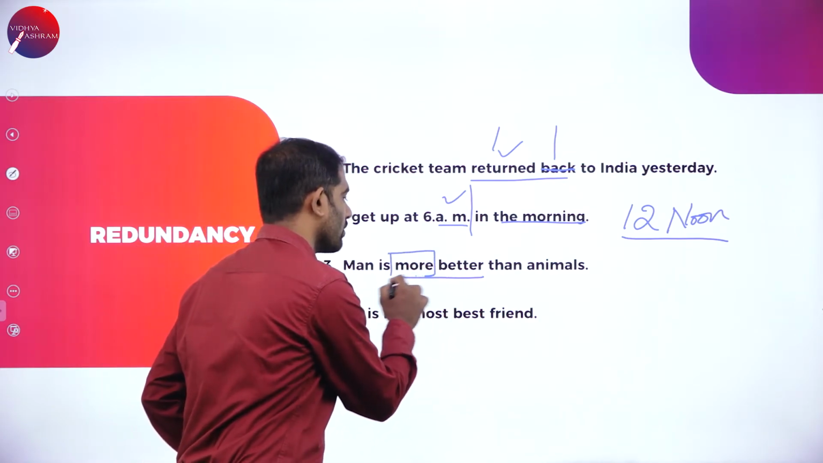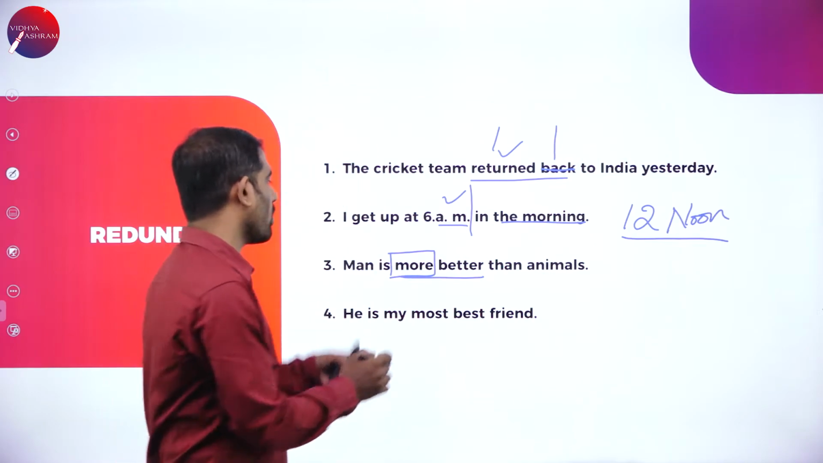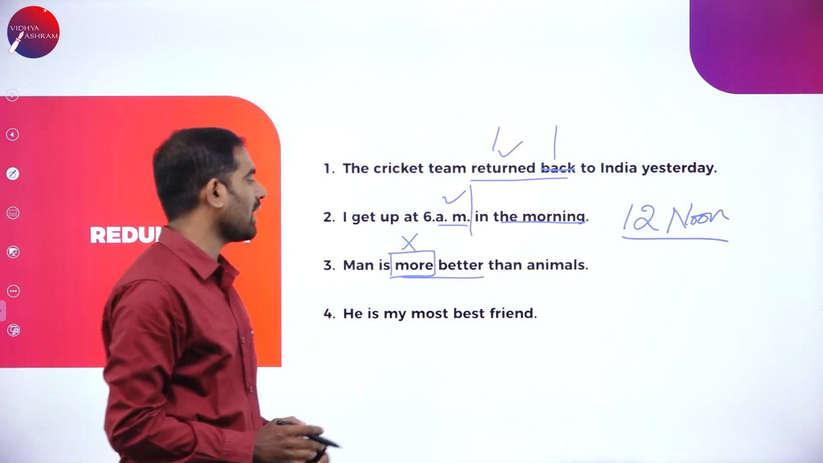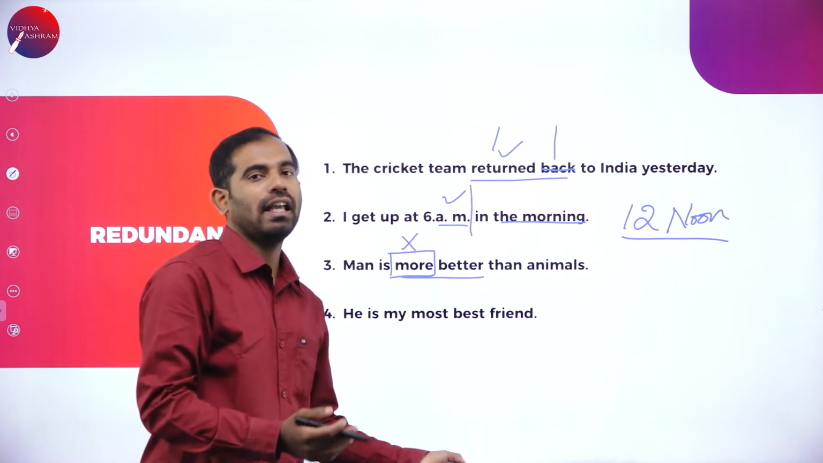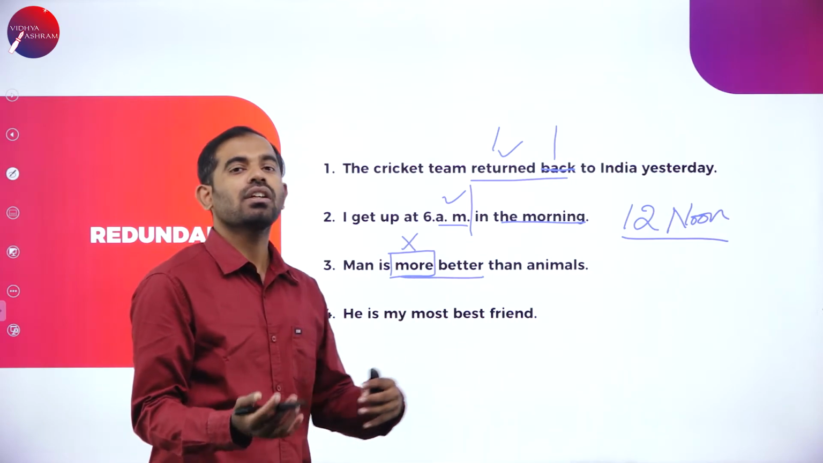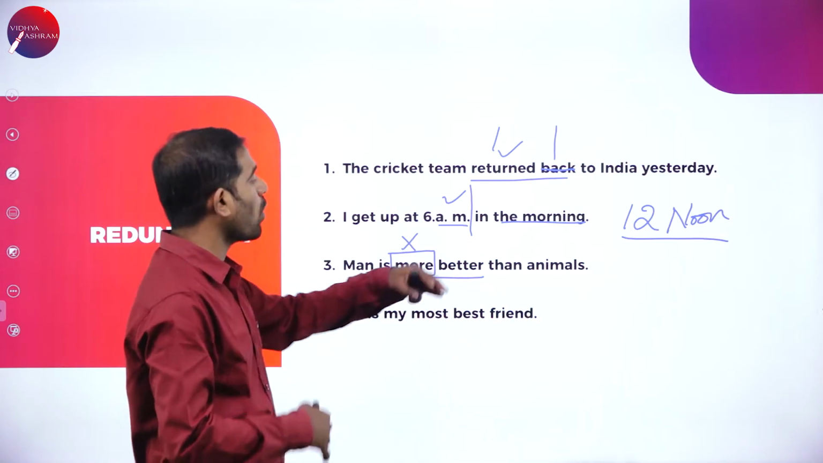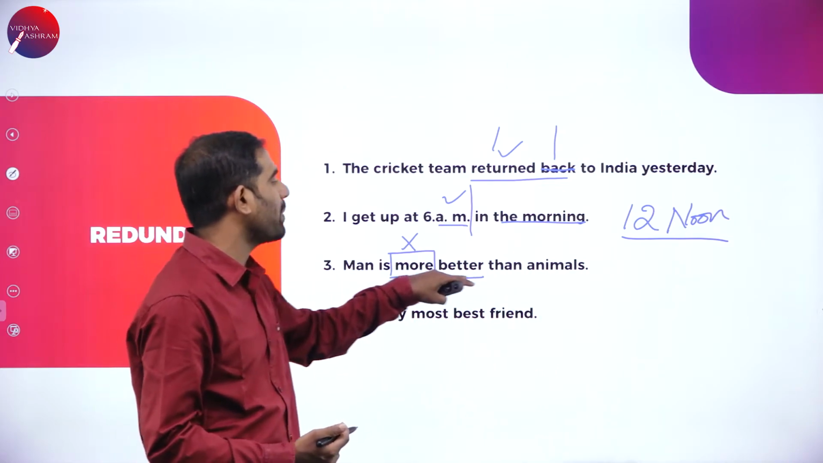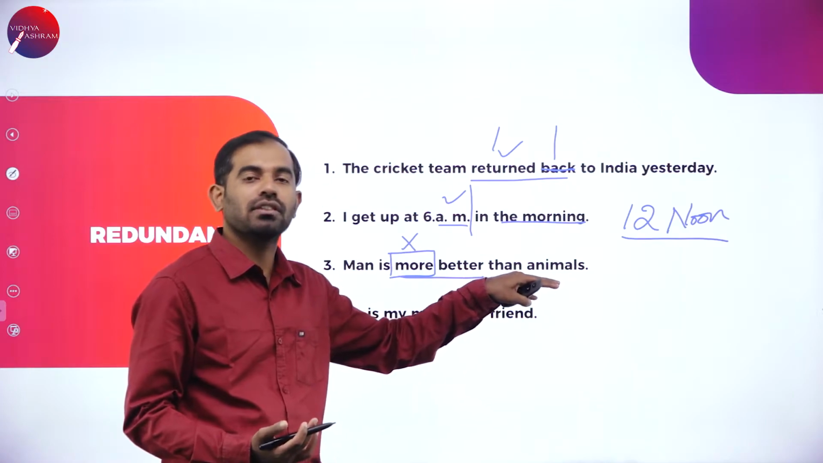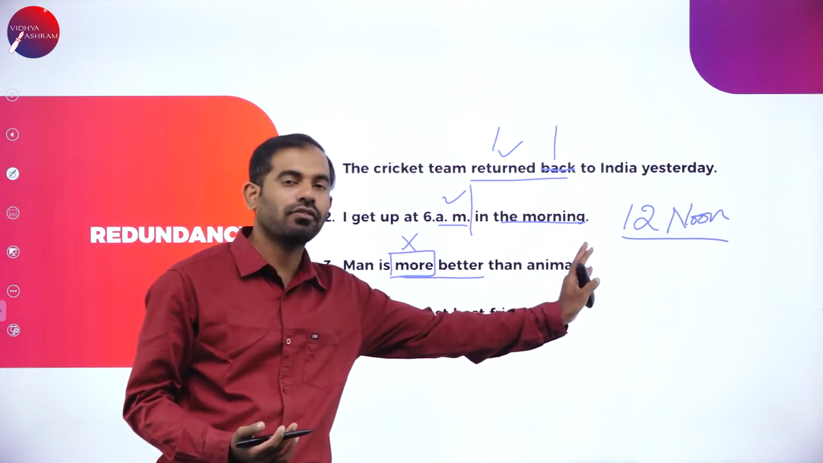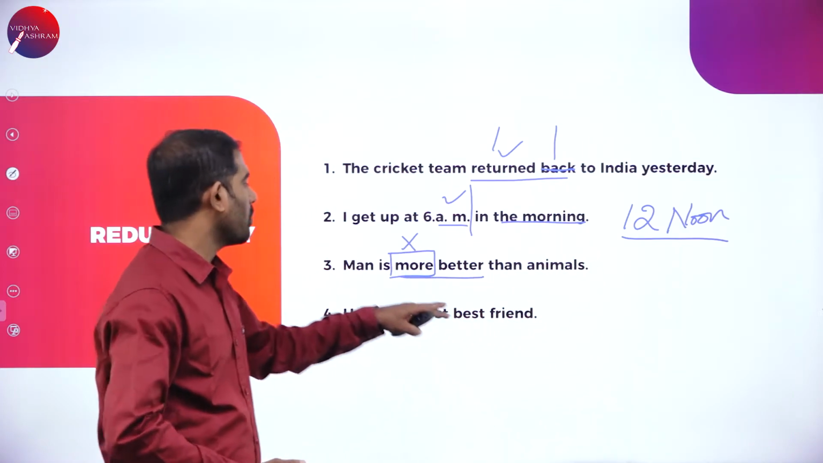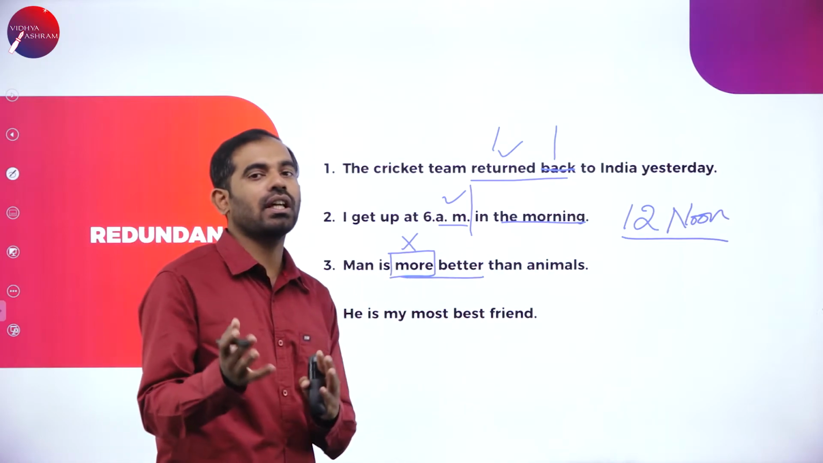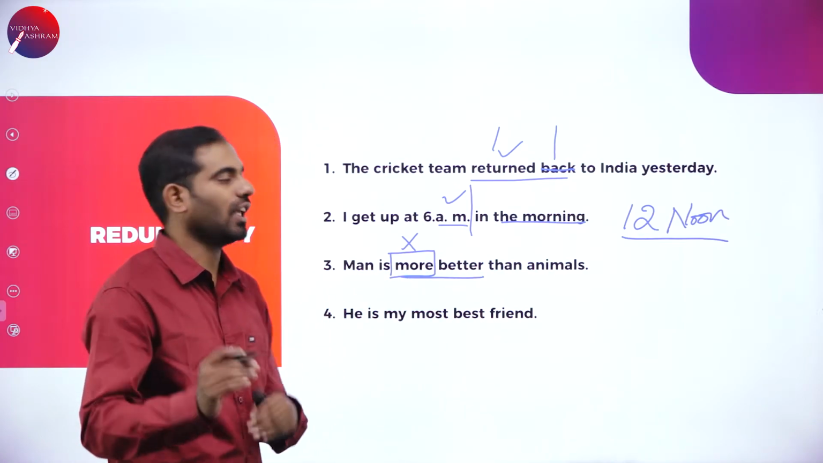Wrong usage, redundancy. So remove the word "more". Man is better than animals. There is nothing such degree of comparison called more better, most better. Now, you can write man is the best compared to animals. Man is the best. Leave off the remaining words. But when you use more better together, it conveys the wrong message.